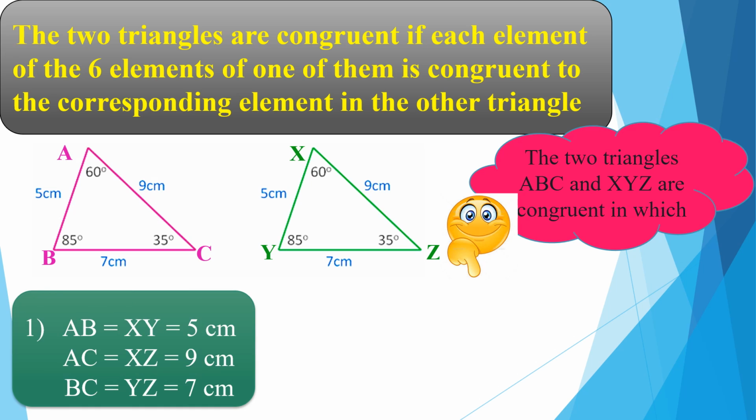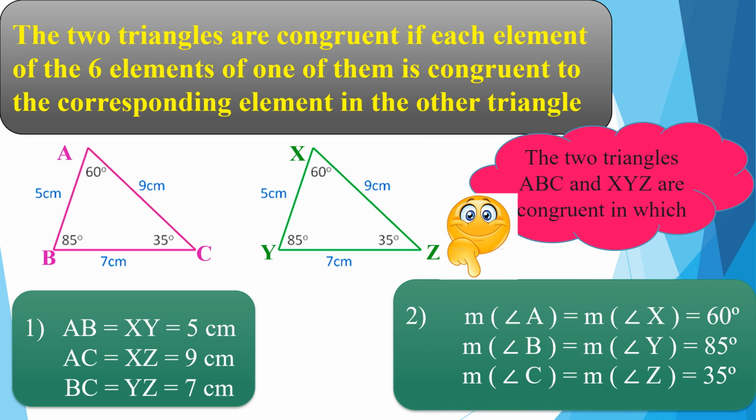AB equal to XY equal to 5 cm. AB in the first one is equal to the XY in the second triangle, equal 5 cm. Also AC equal to XZ equal 9 cm. Also base BC equal to YZ equal 7 cm.